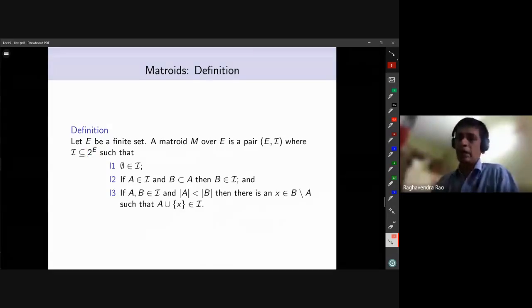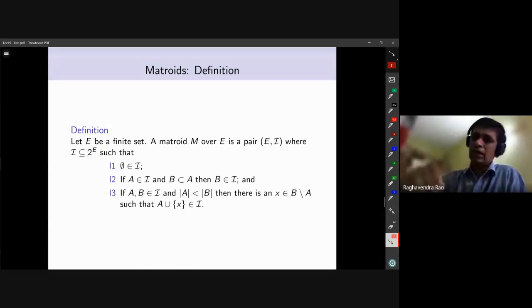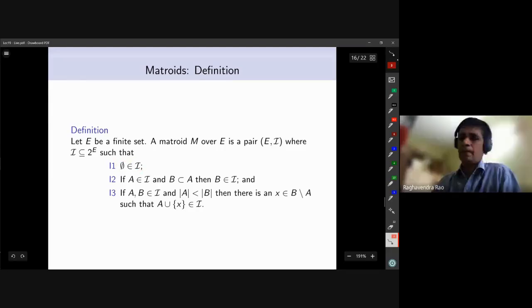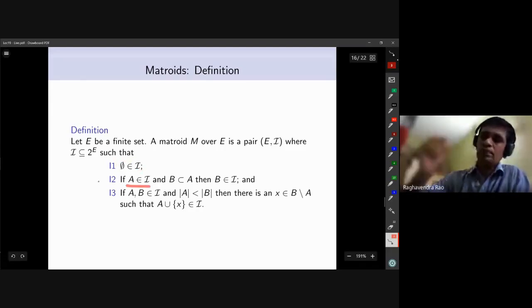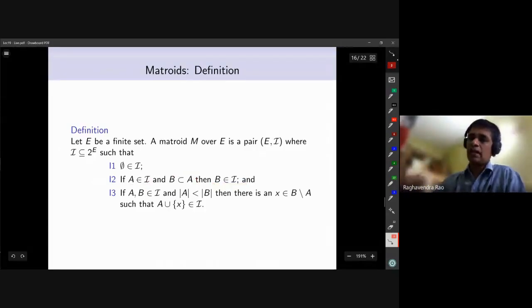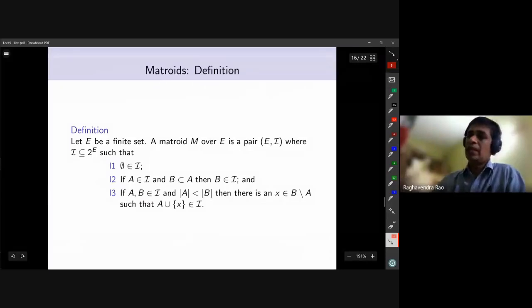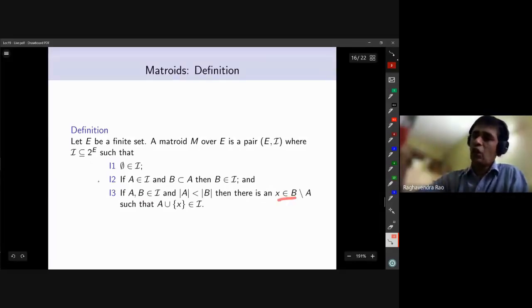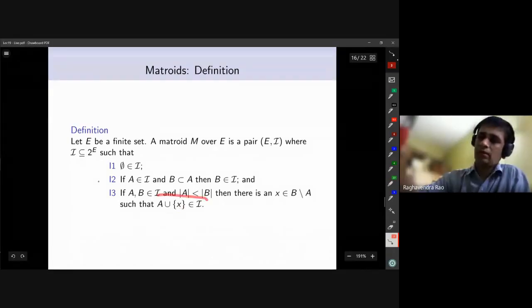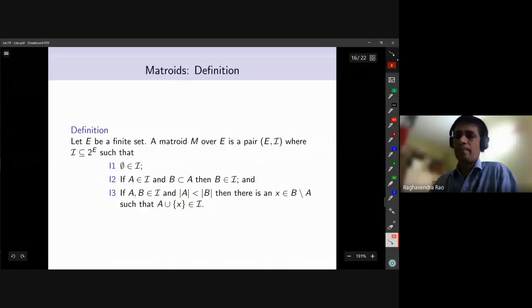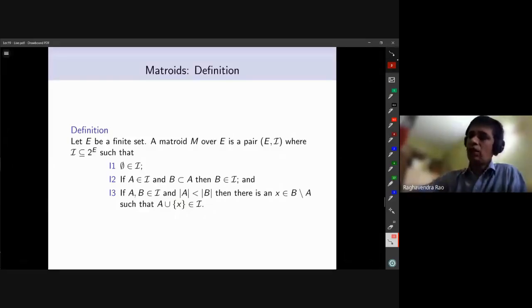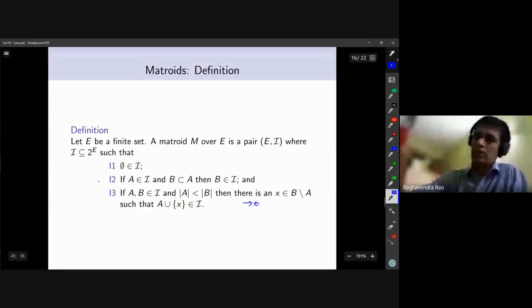With the following conditions. First condition is the empty set should be in I. The second condition is it should be closed under subsets. That is, if A is in I and B is a subset of A, then B should also be in I. The third condition is a bit more intricate. If you have two subsets A and B in I, such that the cardinality of A is less than the cardinality of B, then there should be an element in B which is not in A, such that by adding that element to A, I should be able to grow this set into an element in I. Let's call this exchange.